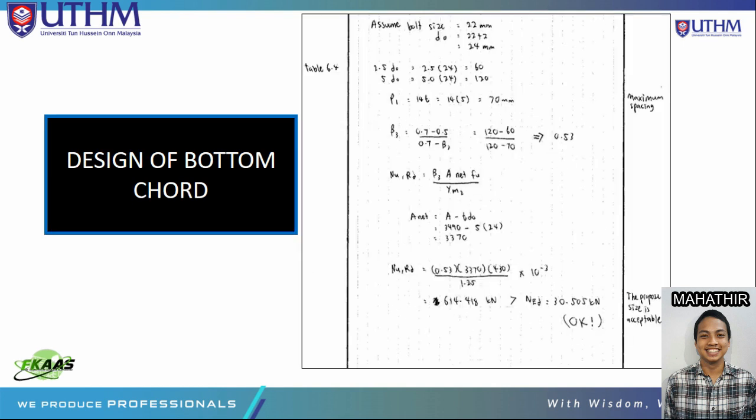Then we assume the both sides and the diameter of the hole, and after that we calculate the pitch and the beta 3, and after that we calculate the NURD, that is tension capacity, and from that we must find the A net first, and then we can use the value in the NURD formula. So based on that, we can conclude that the value is more than NED and is okay, so the proposed size is acceptable.